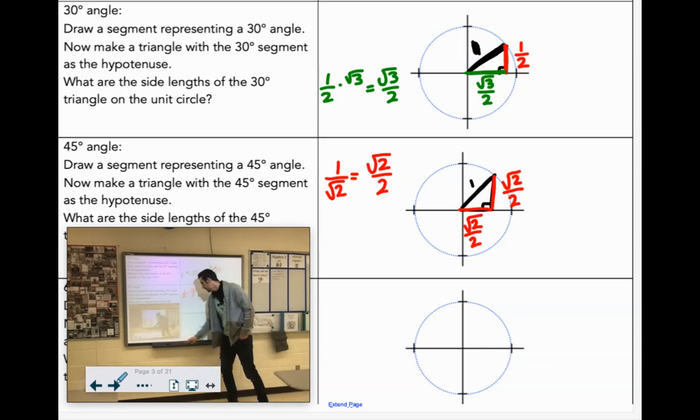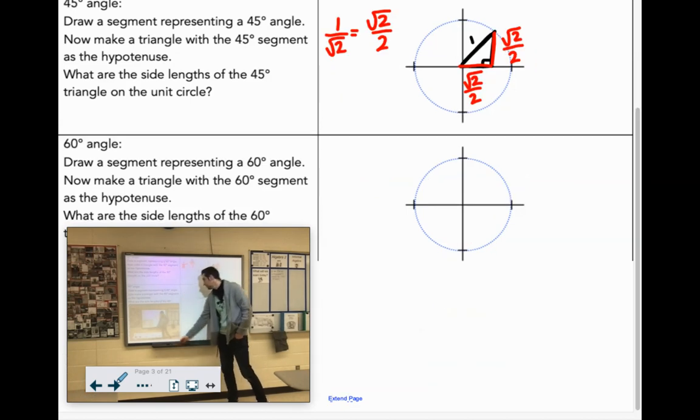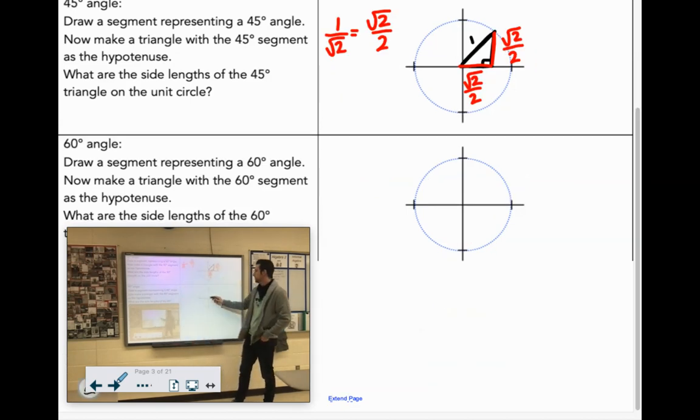Awesome. Now we're going to have to do a 60-degree angle. So 60 degrees is about there, right? It's pretty close to 90, 2/3 of the way there. So if we, that's a terrible triangle. Sorry about that.